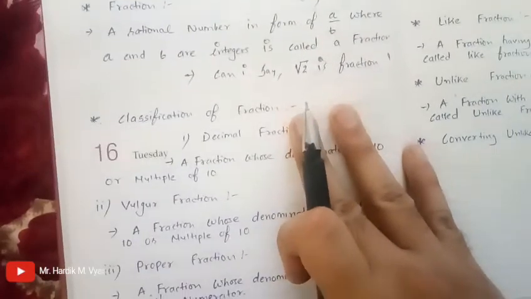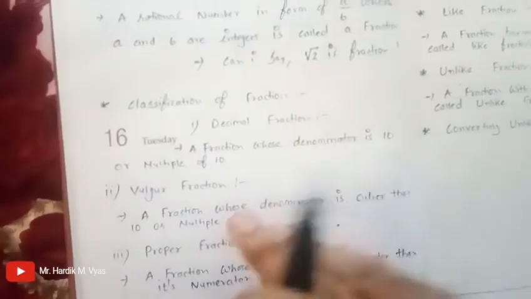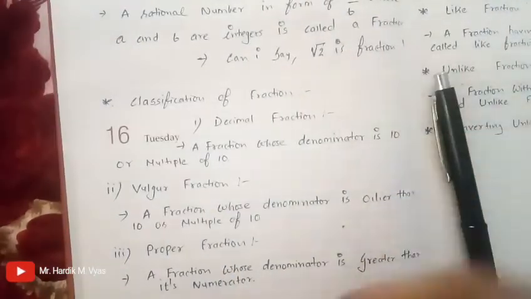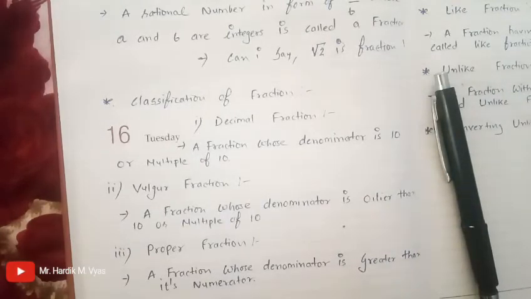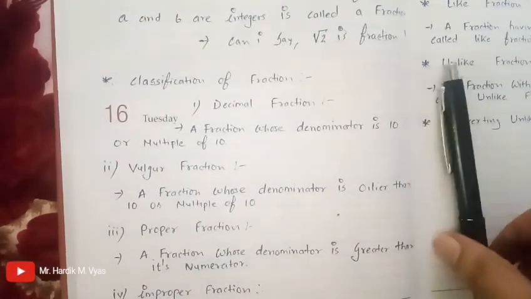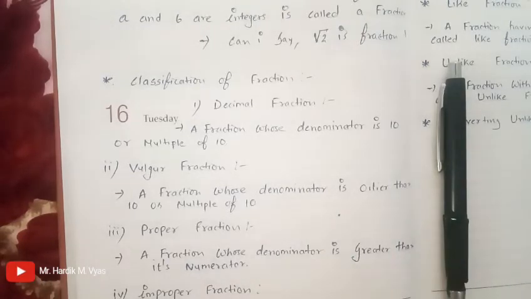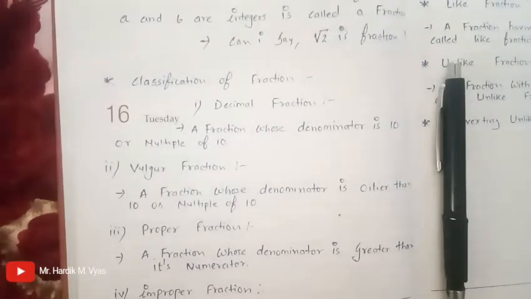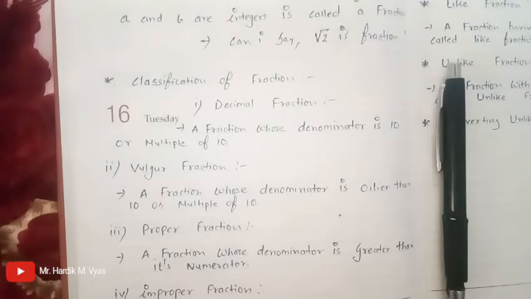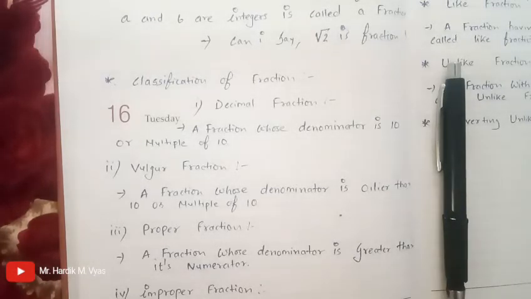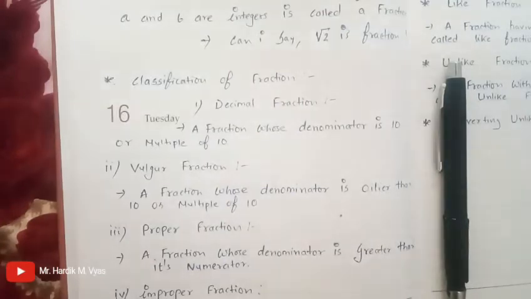Now the classification of fractions, some points related to how fractions are classified. The first thing is decimal fractions. What are decimal fractions? A fraction whose denominator is 10 or a multiple of 10. That means जिसका भी denominator या तो 10 हो या 10 के टेबल में से एक हो, either it's 20, 30, 40, up to the multiples of 10, which is called a decimal fraction.